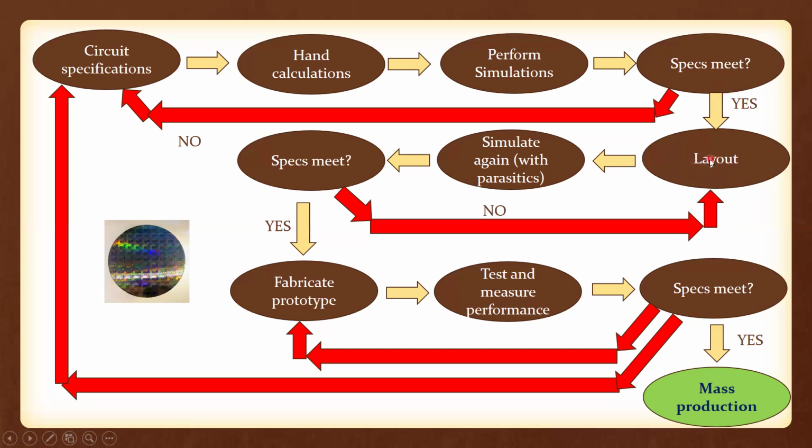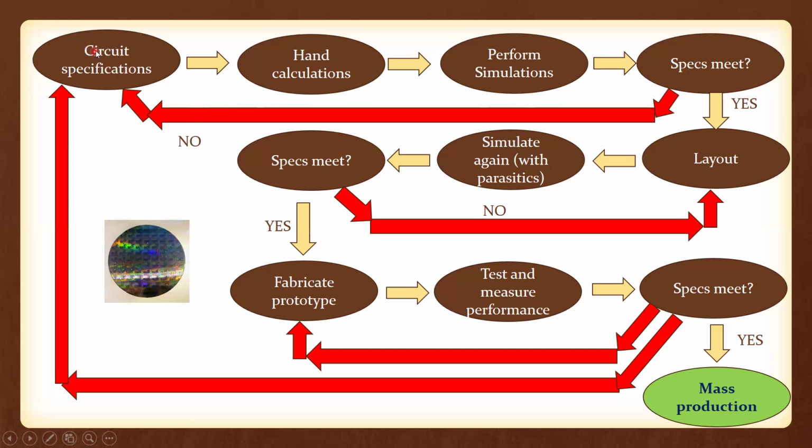But what if your circuit specifications are not met? For example, you design an amplifier with a specification of 60 decibel gain, but your gain is only 40 dB through the simulation. Then look at this red line. You just go back to the circuit specifications because the answer is no. So specifications meet, no, come here.